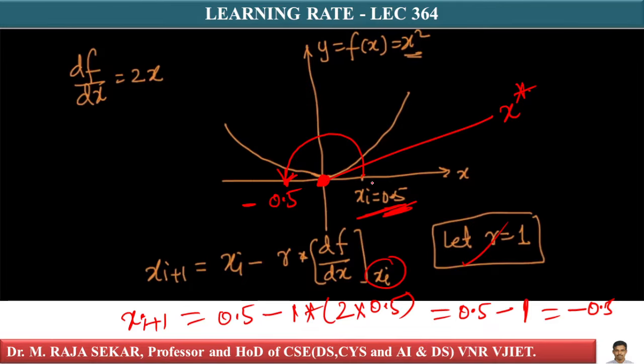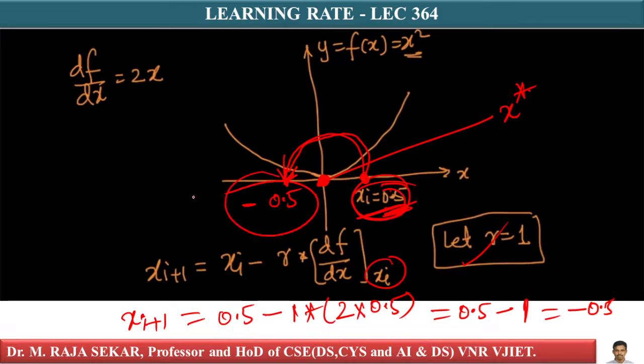If my x_i is here, where is my x_{i+1}? x_{i+1} is minus 0.5. Because of the learning rate r and the slope that I have here, my x_{i+1} went to the other side. x_i is 0.5 and your x_{i+1} went to the other side, which is minus 0.5. I went from 0.5 to minus 0.5.